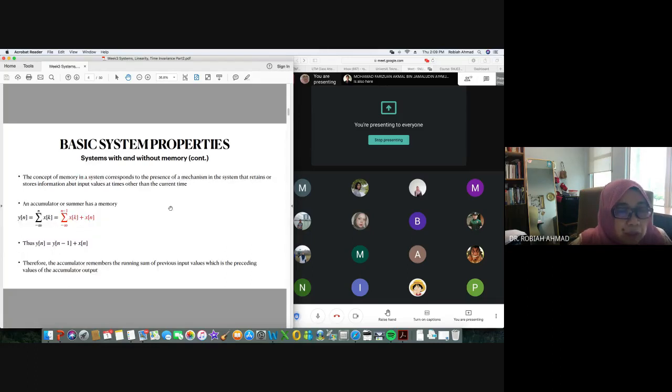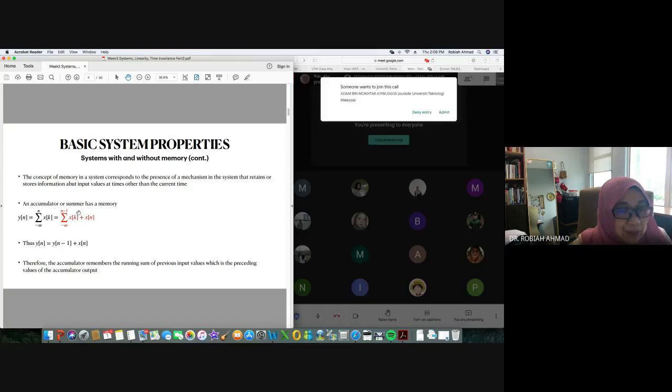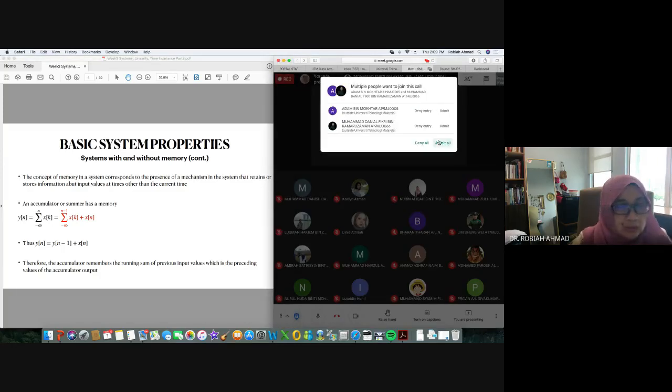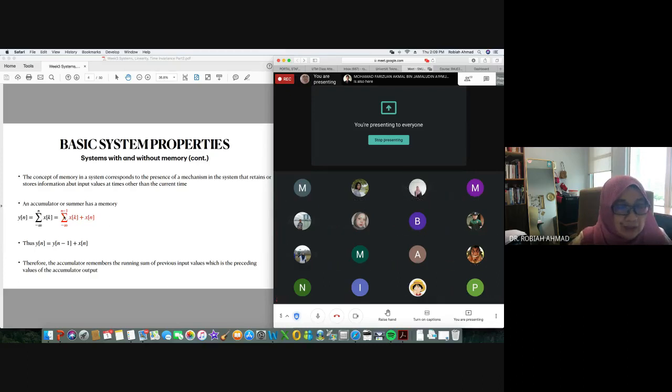Okay, the concept of a memory in a system corresponds to the presence of a mechanism in the system that retains or stores information about input values at times other than the current time. For example, sama kalau kita ada equation yang melibatkan summation, and then usually this summation looks between minus infinity to n minus 1. Macam dalam case ni n minus 1 lah. Maybe also plus and whatever the limit here.